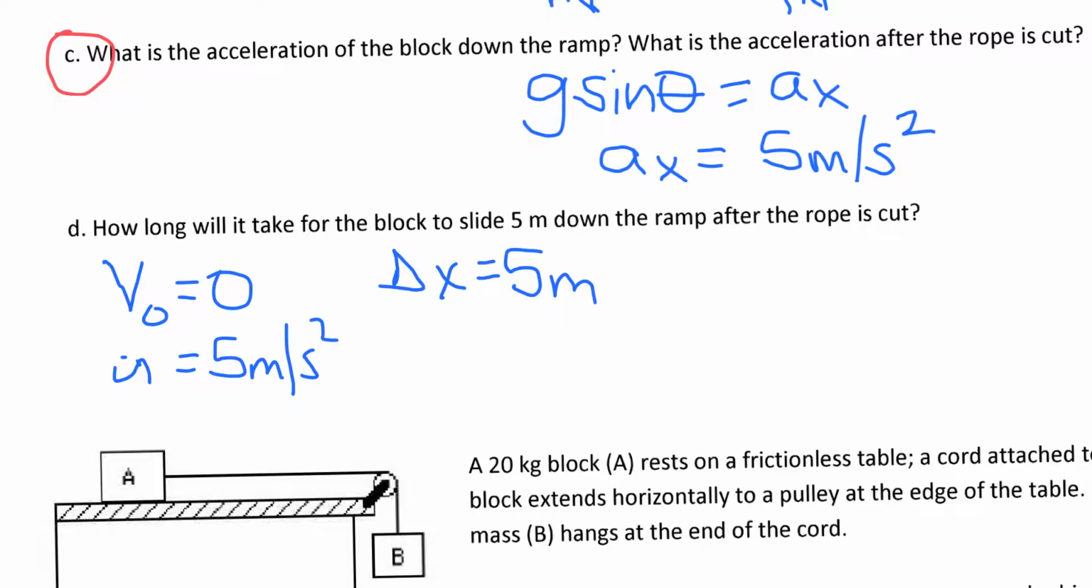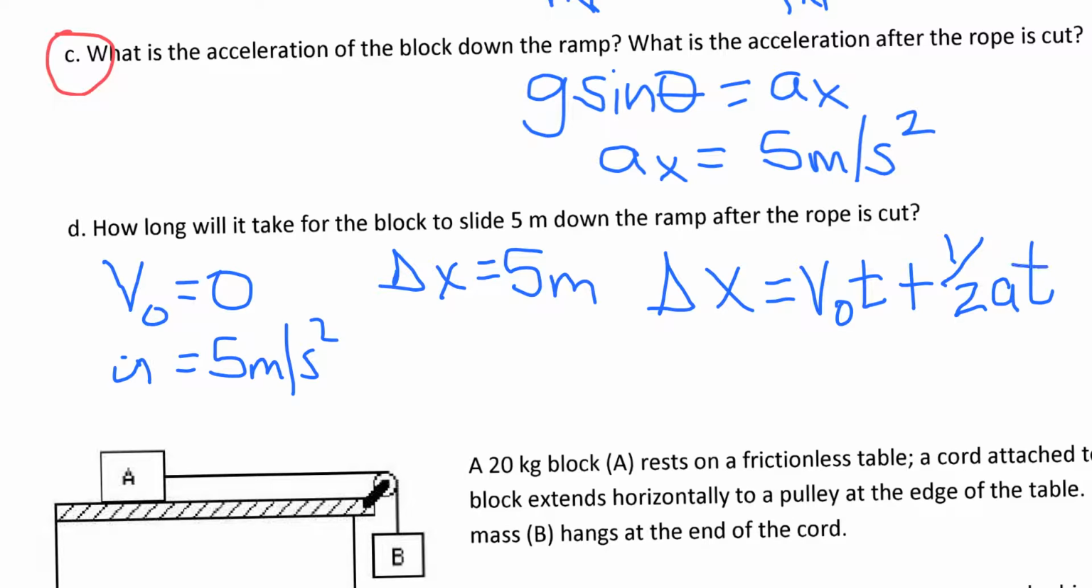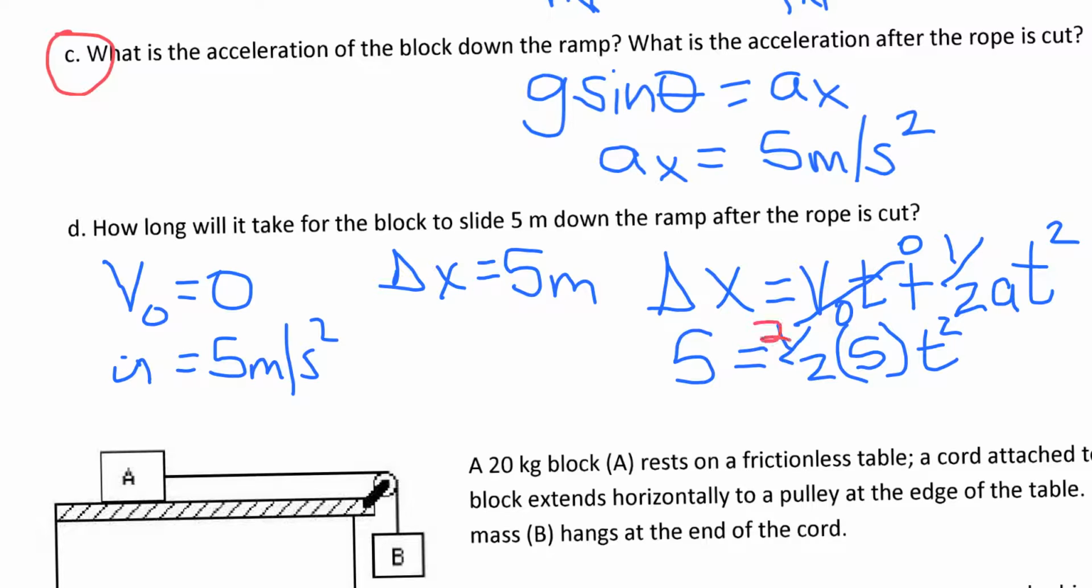So my kinematic equation I would use is change in x equals v initial t plus 1/2 a t squared. V initial is 0, so 5 equals half of 5 times t squared. Showing my algebra, this is going to be times 2, divide by 5. So t equals the square root of 2 seconds.